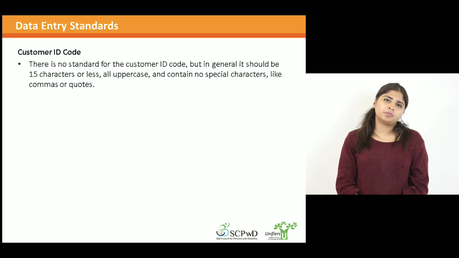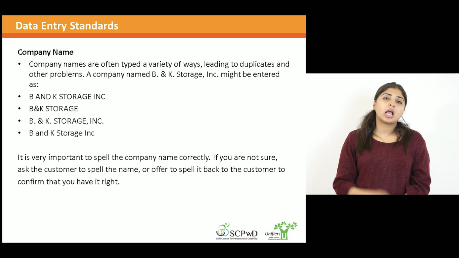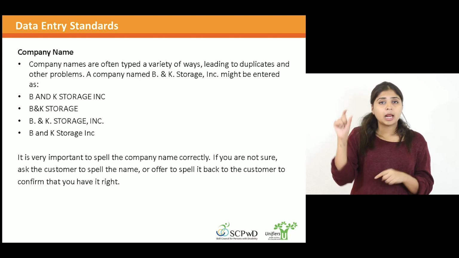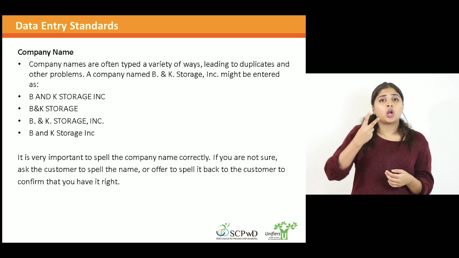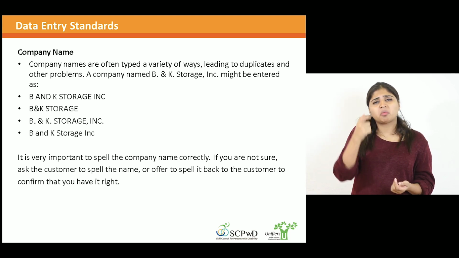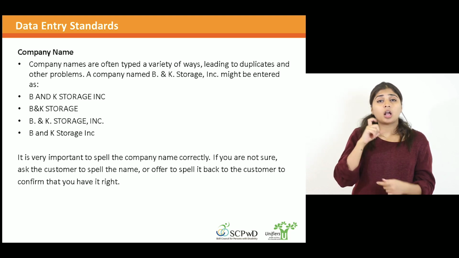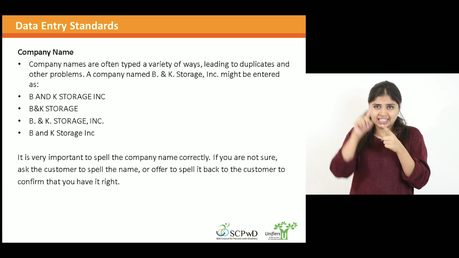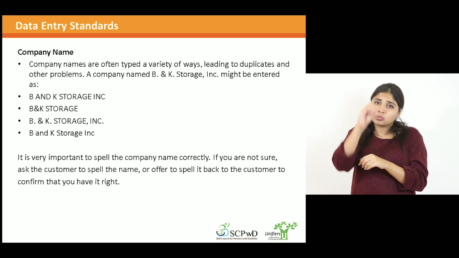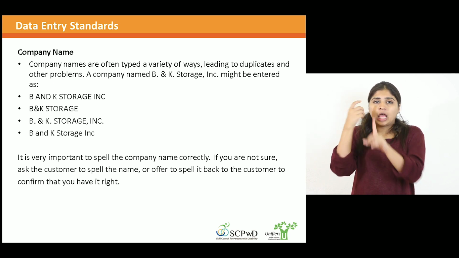Company name. Company names are often typed a variety of ways, leading to duplicates and other problems. A company named B&K Storage Insurance might be entered as follows. So there are 4 different ways of typing B&K Storage, as you can see on the screen.